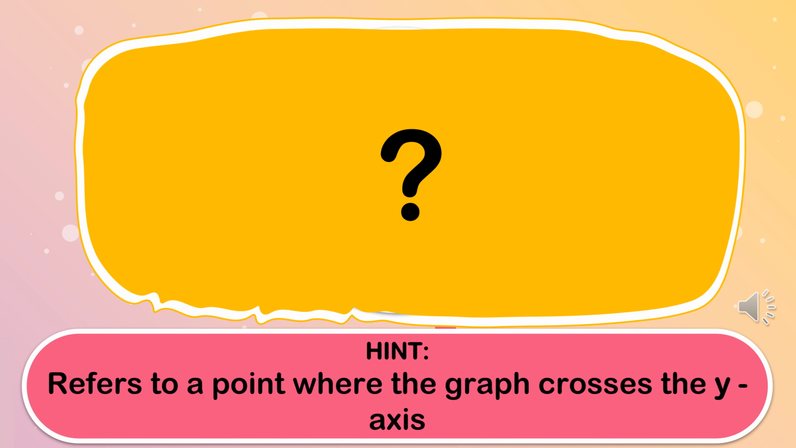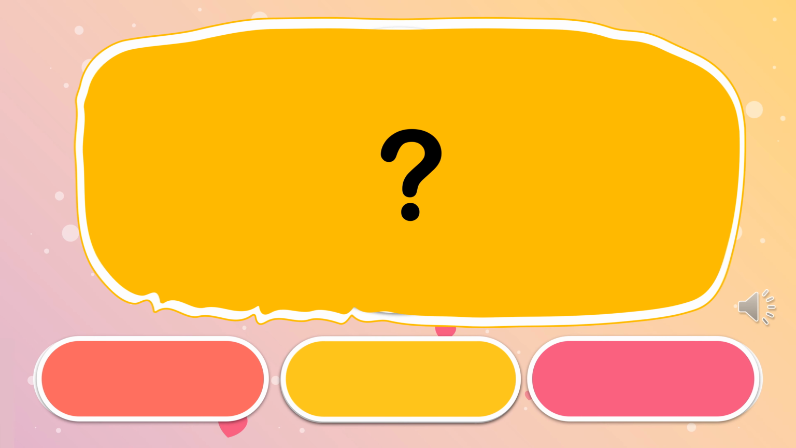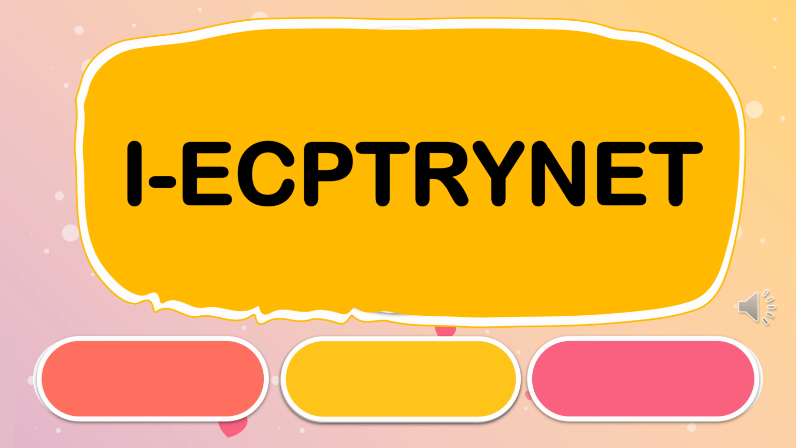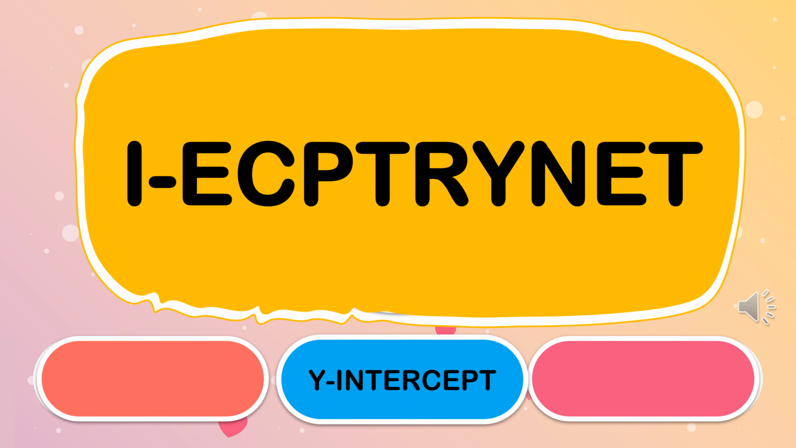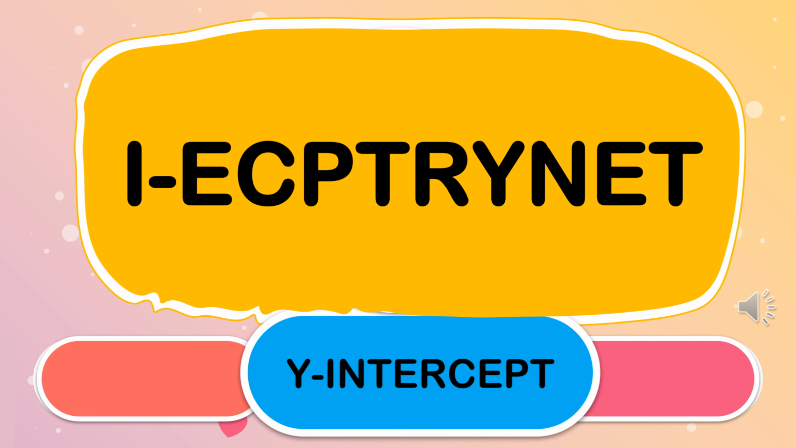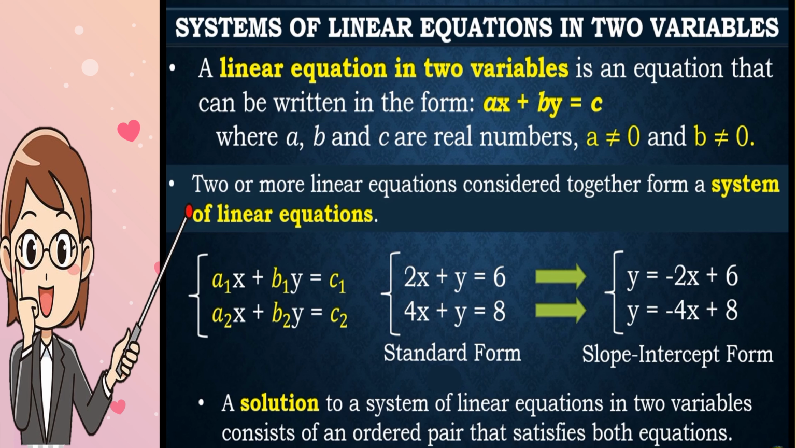For our last term, it refers to a point where the graph crosses the y-axis. What term is this? That's right. And the correct answer is y-intercept. Nag-enjoy ba kayo? That's great. So aside from the review game, let's have a short review with regards to systems of linear equations in two variables.